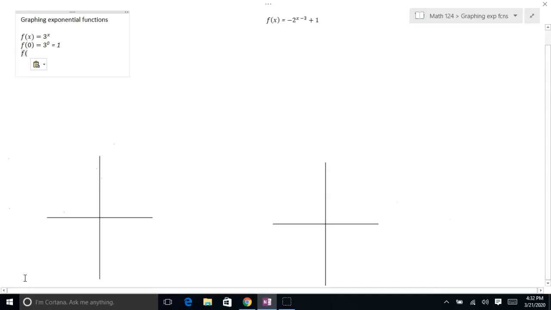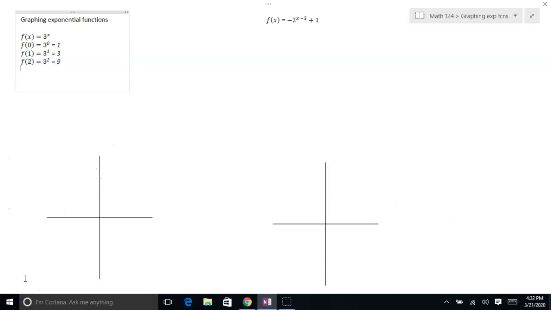Next, let's just do 1. f of 1, that's 3 to the first power, also known as 3. So I have a point at (1, 3). And let's try f of 2. Well, that's 3 to the second power, 3 squared, which is 9. So I have 3 points.